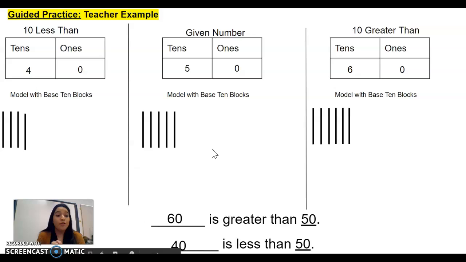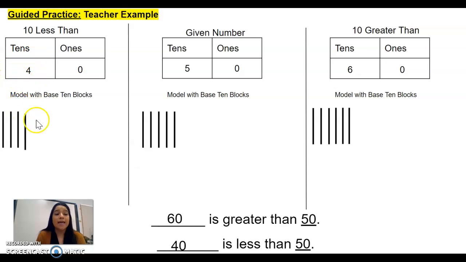Let's look at another example. So right here, we're just going to focus on counting our base 10 blocks. Let's count how many tens we have. And I know they're 10 blocks because they're long lines. So let's count how many tens I have. 1, 2, 3, 4. I have 4 tens, and it says it's right here in my place value chart.